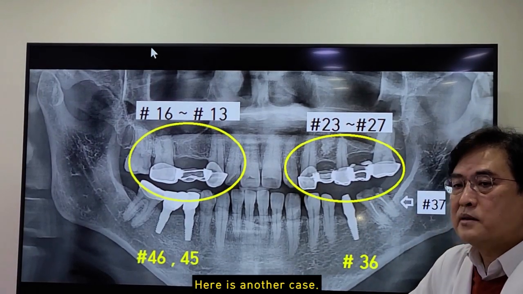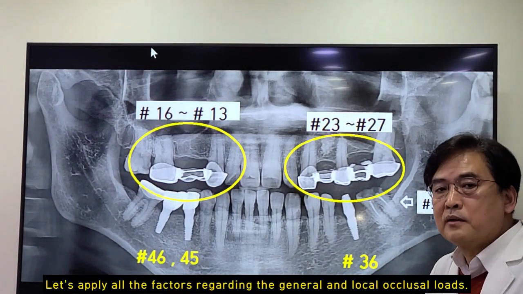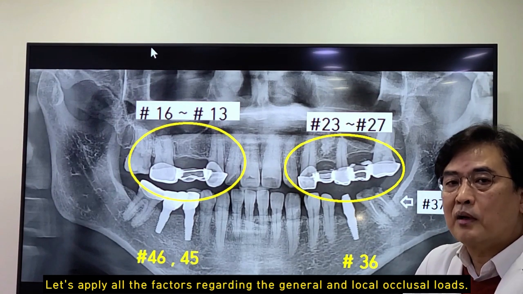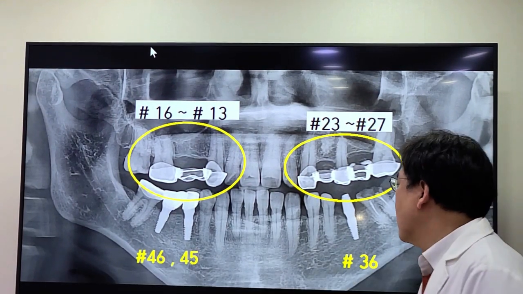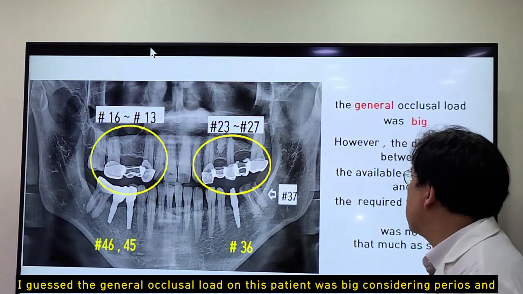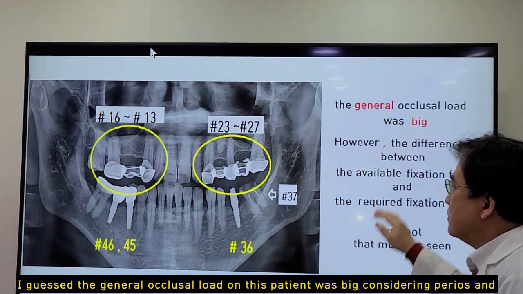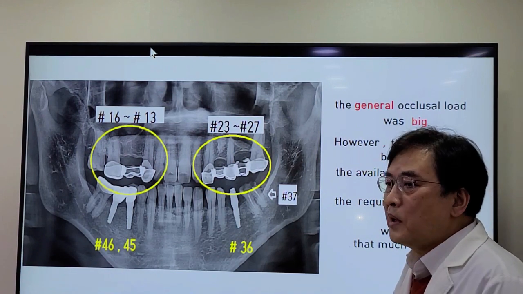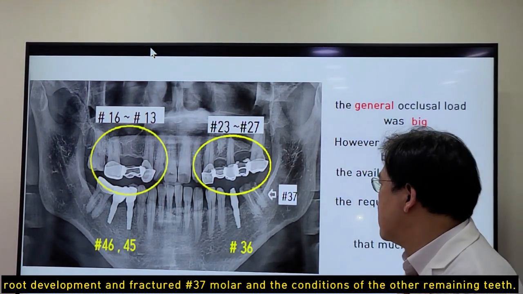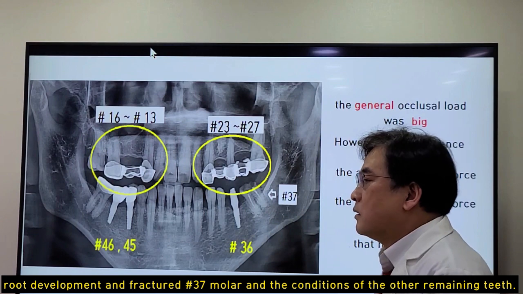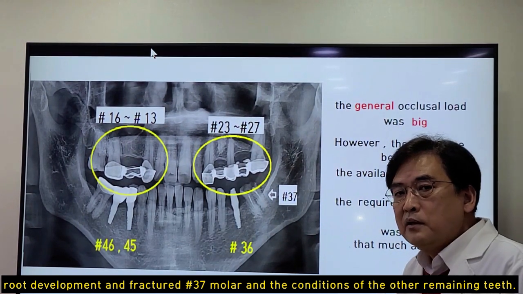Here is another case. Let's apply all factors regarding general and local occlusal load. I guessed the general occlusal load of this patient was big, considering the periodontium, the root development, the fractured 37 molar, and the conditions of other remaining teeth.